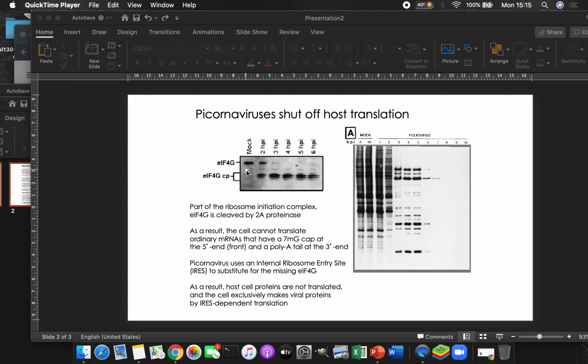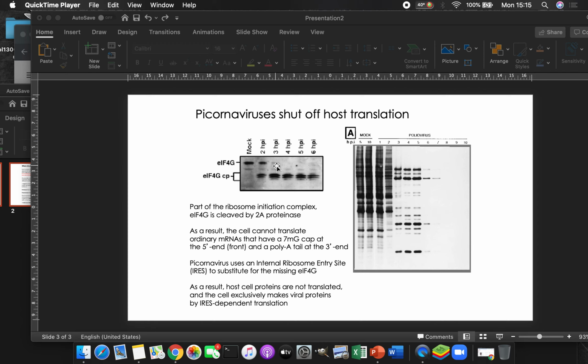So after picornavirus infection, you got different times here, and so look at 2 hours after, you've got about half of your factor 4G still there, and half of this shorter thing that's binding to the same antibody as 4G. So it's 4G, but it's a cleavage product. It's the little piece that's left from factor 4G. By 3 hours, look at that. We've got tons of the cleaved version, so the cut version.